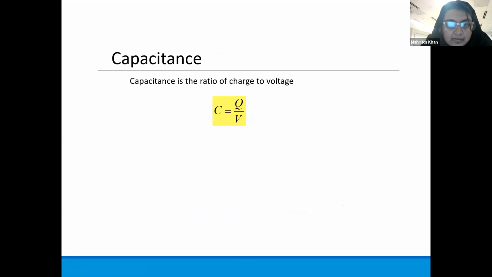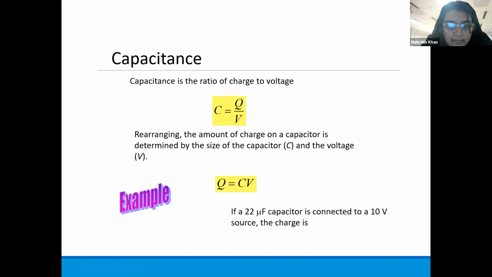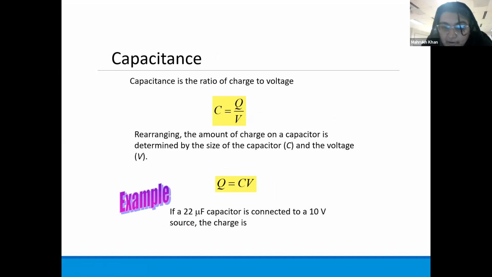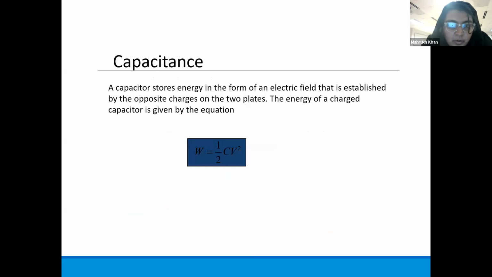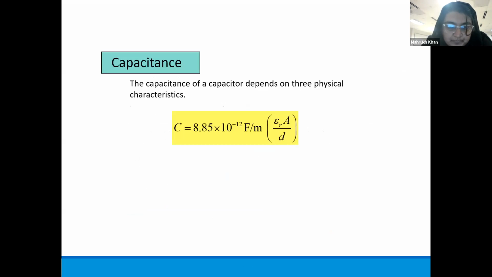So the capacitance is the ratio between charge and voltage, and you can also write it like this. If a 22 microfarad capacitor is connected to 10 volts, the charge accumulated will be 220 microcoulomb. The energy of a charged capacitor is given by this equation. You can calculate it using W equals half CV squared, where W is the energy in joules, C is the capacitance, and V is the voltage.